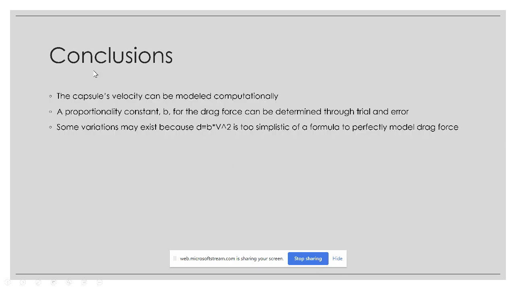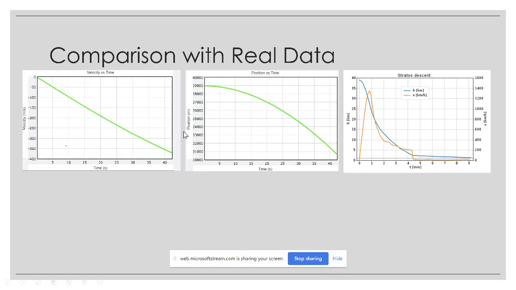So overall, the capsule's velocity can be modeled computationally, and a proportionality constant b for the drag force can be determined through trial and error. Some variations may exist because D equals b v squared is too simplistic of a formula to perfectly model drag force when we have varying temperature as well as varying air density. But among this certain time interval, where we are approaching the maximum velocity, it does seem to actually model this fairly well.